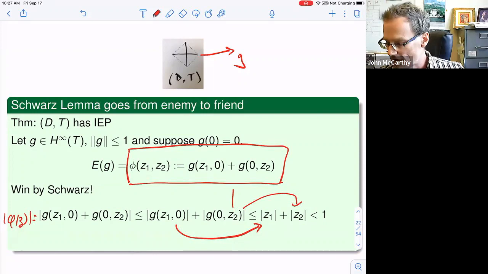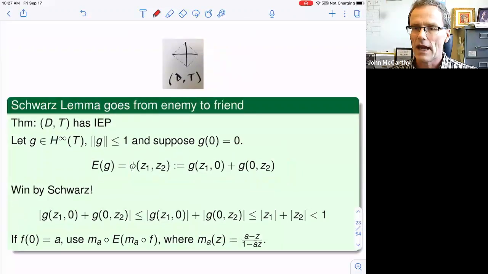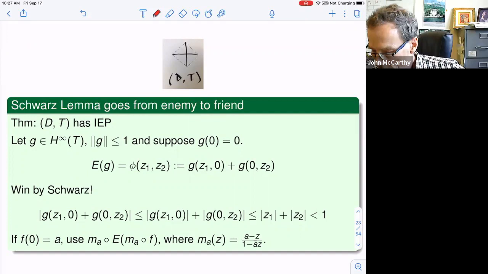So the simplest possible extension works for functions that map 0 to 0. And if they don't map 0 to 0, we use a linear fractional transformation to move things around and get over that little problem. So for the diamond, you do get that these two cross disks have the extension property, but they don't have it for the ball or the bidisk.